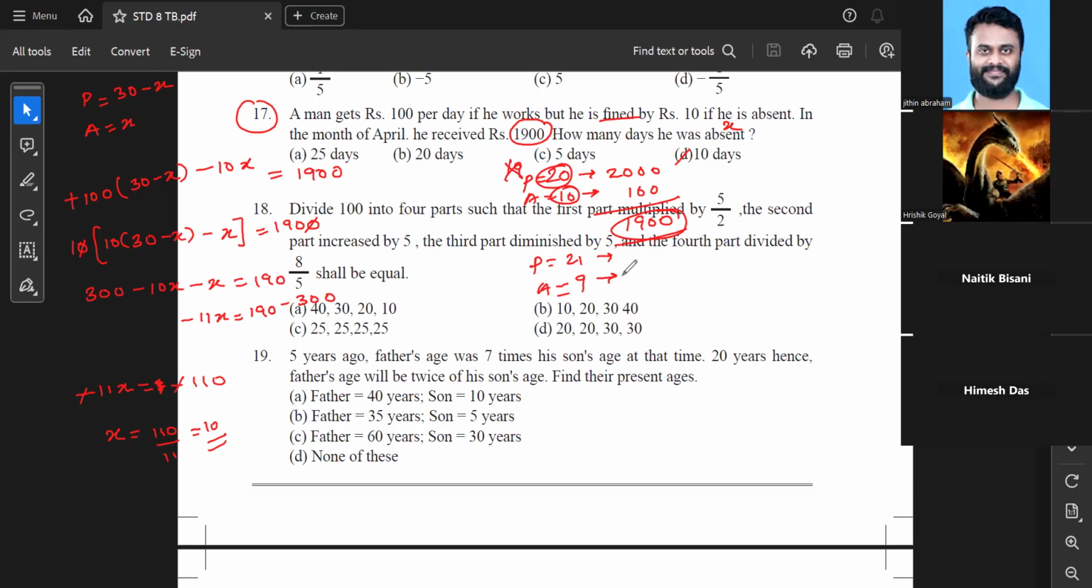That's directly 25, so it would be better to just go for the next option after 20. 20 present, 5 days absent, 25 and 5. You go for this option. So either it is 20 and 10 or 25 and 5 as per the options.